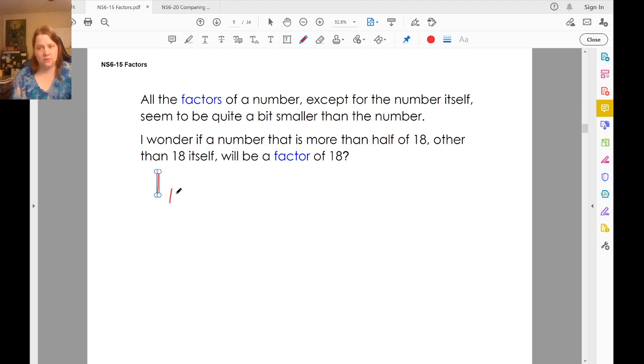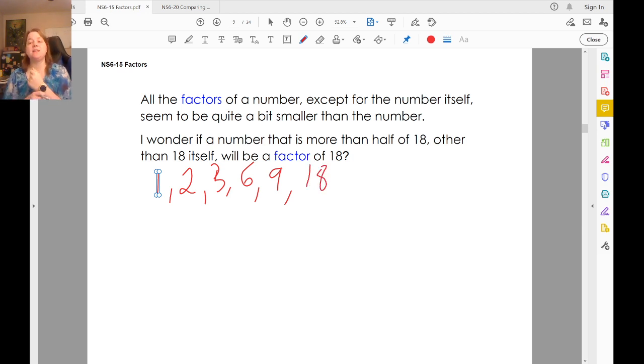1 is a factor. 2 is a factor because 2 times 9. 3 is a factor because 3 times 6. 4 is not a factor of 18. 5 is not. 6 is because 6 times 3. 7 is not. 8 is not. 9 is because 9 times 2. 10, 11, 12, 13, 14, 15, 16, 17, 18 is. And we can see here that nothing other than 18 itself is more than half of 18.